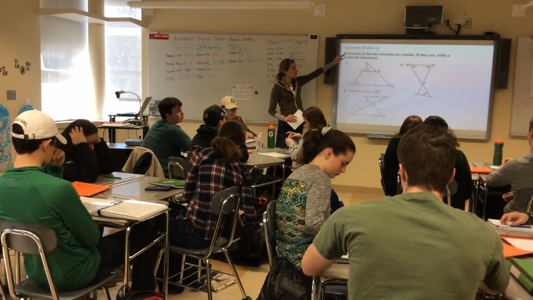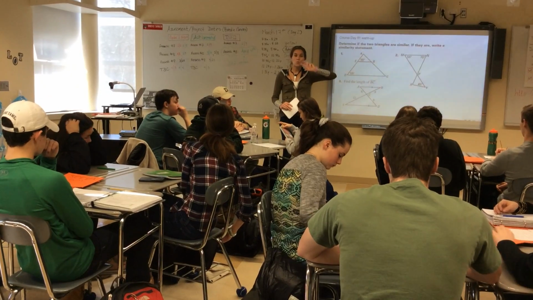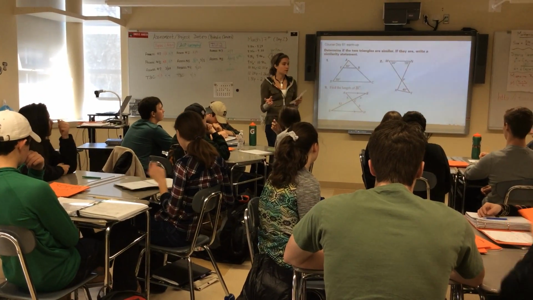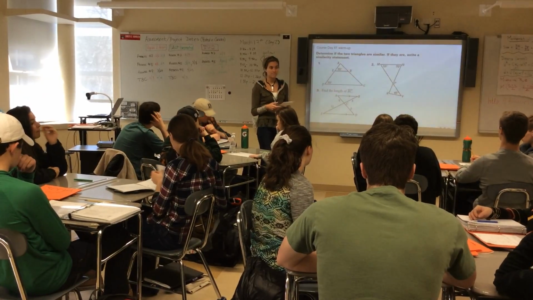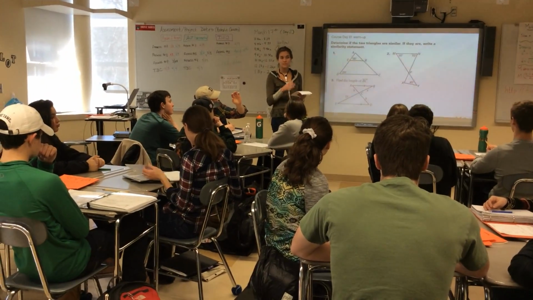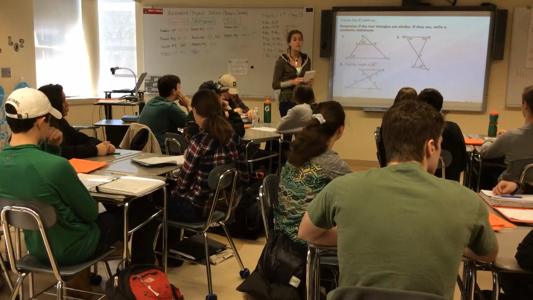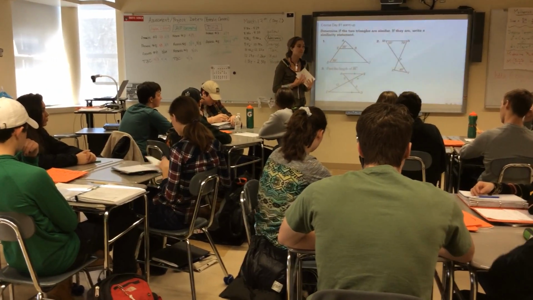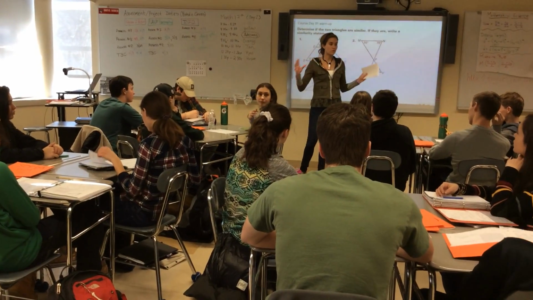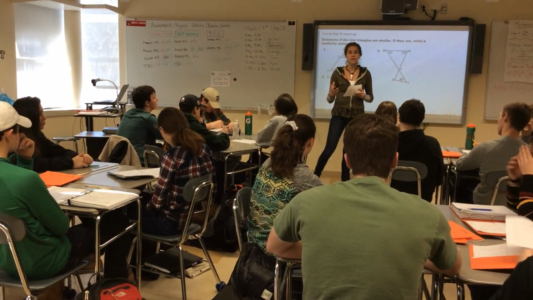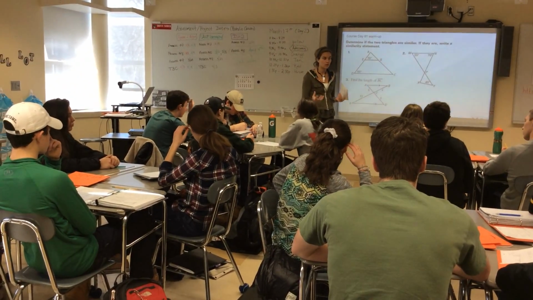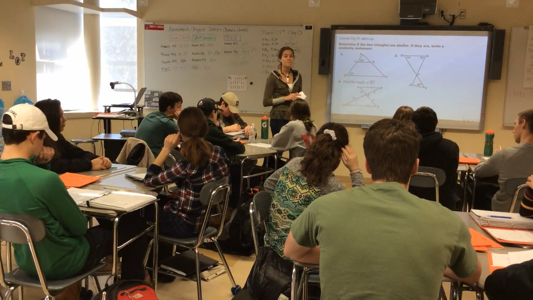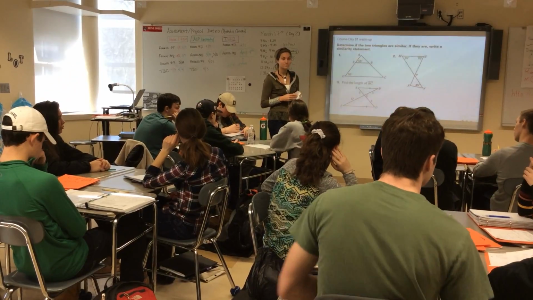Before I hand this out, can someone name to me one reason that makes two triangles similar, or two polygons similar? Angle postulate, yep. But just in general, what criteria do the shapes need to meet in order to be similar? Stephen? Corresponding angles are congruent, side lengths are proportional.